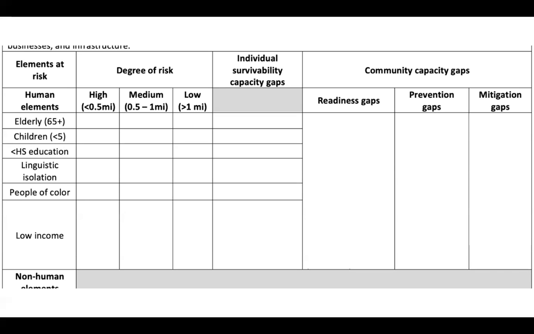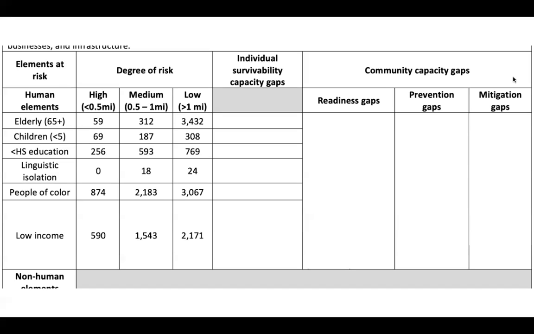Remember, depending on the hazard you chose to focus on, these distances may not apply or might be entirely different. So for example, something like a pandemic that doesn't have an exact source might not have the distance breakdown. So this is something that is important to think about with each hazard.